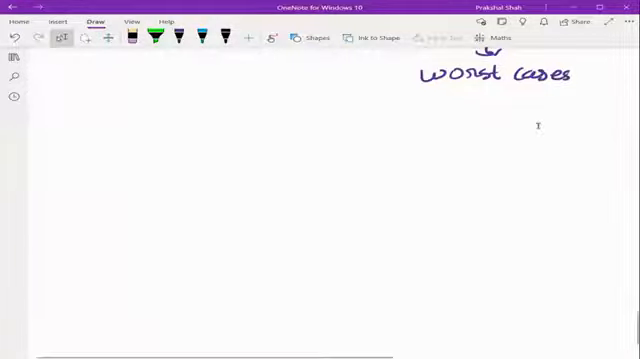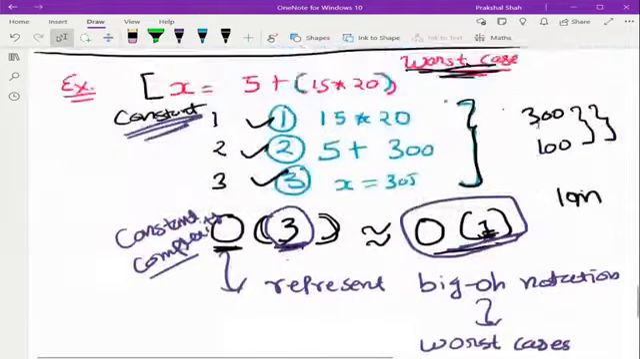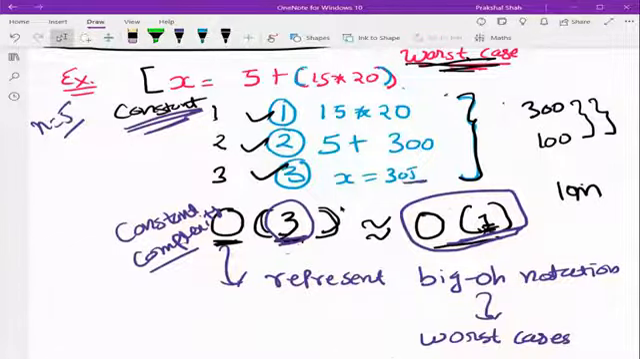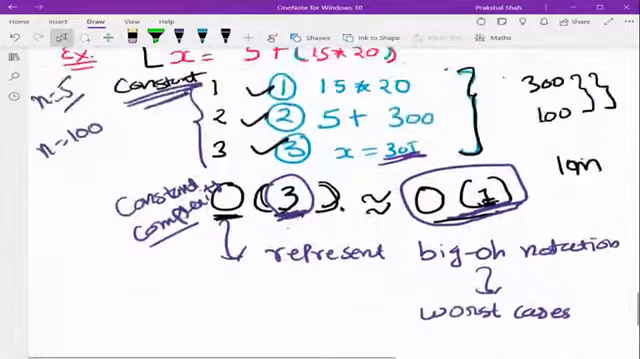Okay? So for any constant complexity, you can represent it by one only. If it's constant, it is not dependent on n. See, if I'm taking n equals to 5, then it will produce this. If I'm taking n equals to 100, then also it will produce this output only. It will take three steps only, so every time it will produce three steps. That is why we wrote this as order of 1.